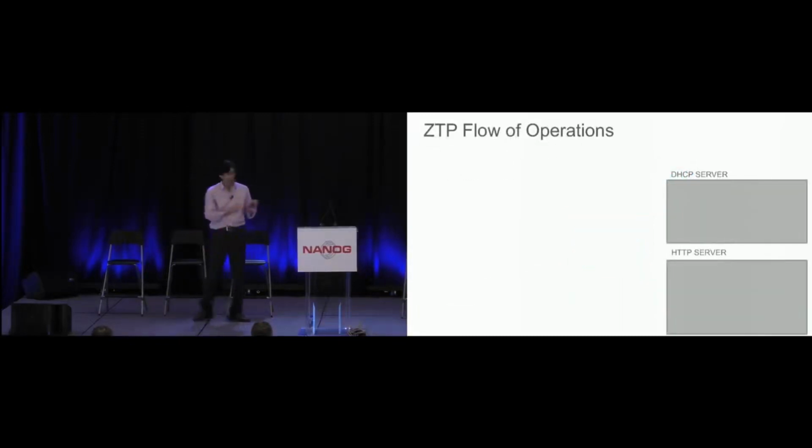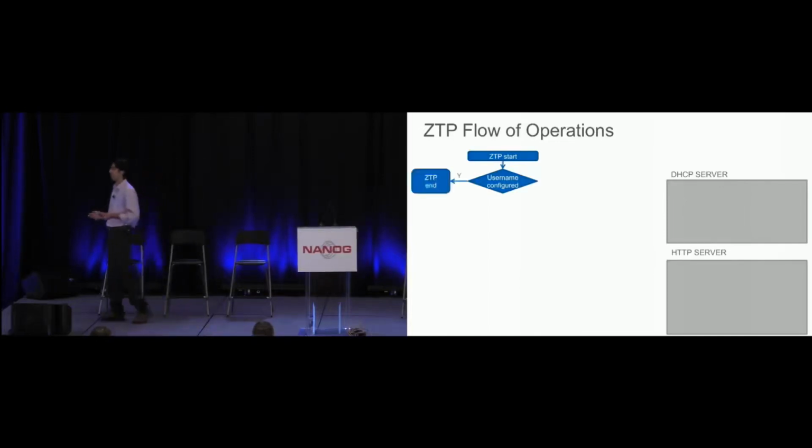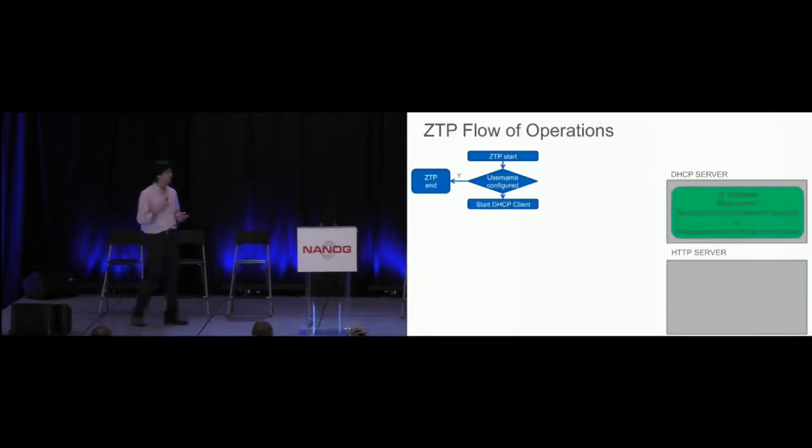So this is a typical flow of operations for ZTP. You can pick any vendor, and you will see it is more or less always the same. First the device comes up and starts the ZTP process. It checks if the device is already configured. If the device is already configured, it will stop the process. If the device is not configured, then it will send a DHCP request to the DHCP server.